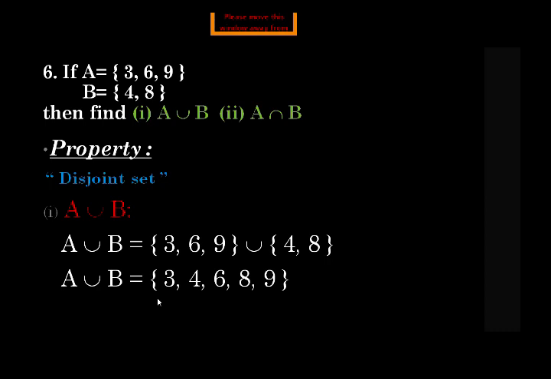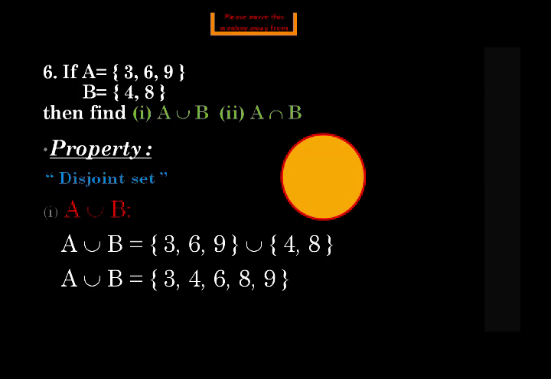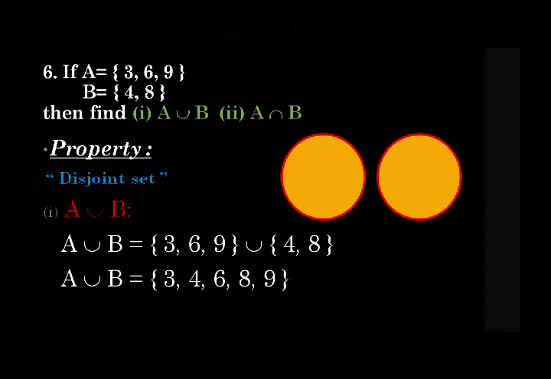Now we have to draw the Venn diagram of this question. As we all know that the property is disjoint, we will draw two circles. The disjoint property contains two circles. The first one is A and the second one is B. The first circle contains set A elements and the second circle contains set B elements.